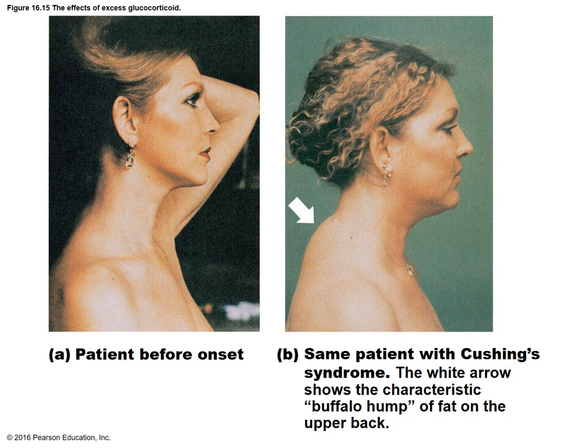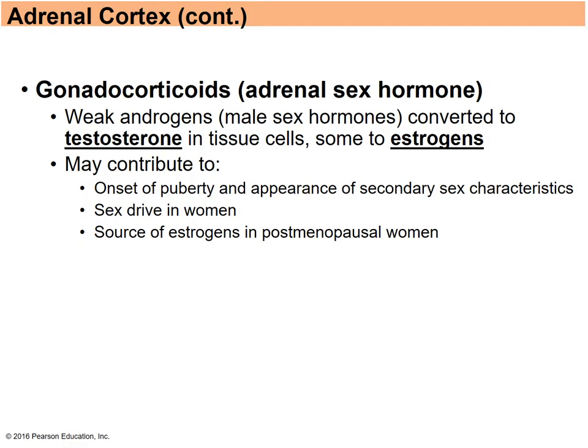In this picture, it shows the effects of excess glucocorticoid. The patient in the picture on the left side before and the same patient on the right. You can see that white arrow is pointing. You see that bump or that hump, that's the buffalo hump. The gonadocorticoids are often called the adrenal sex hormones. They're weak androgens. Androgens are male sex hormones that can be converted to testosterone. Some of them can be converted to estrogen. They may play a role in onset of puberty and the secondary sex characteristics appearing.